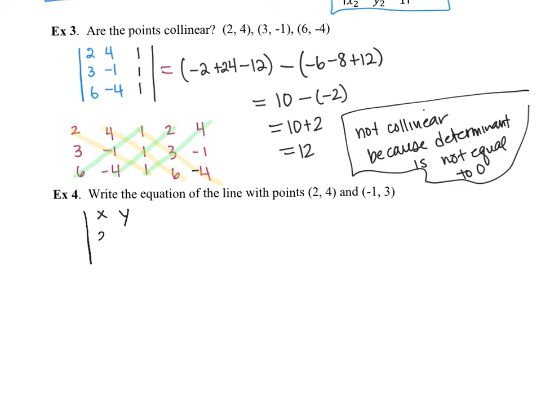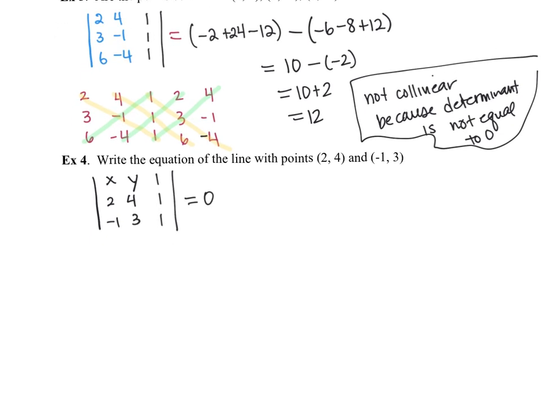My next point is 2, 4. My next point is -1, 3. And the third column is 1s. Okay, I'm going to set this equal to 0 and calculate the determinant. Okay, I'm going to use the diagonal method. But if you use the cofactor method when you're doing the equation of a line, it turns out really nicely. Maybe I'll show both ways.